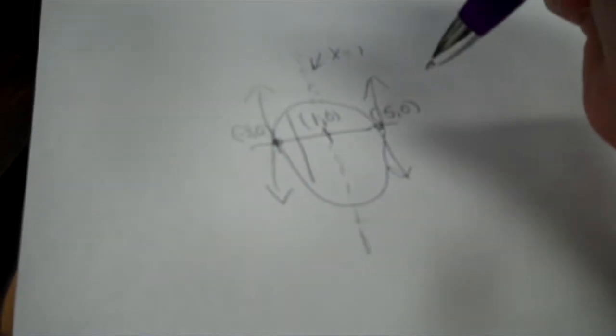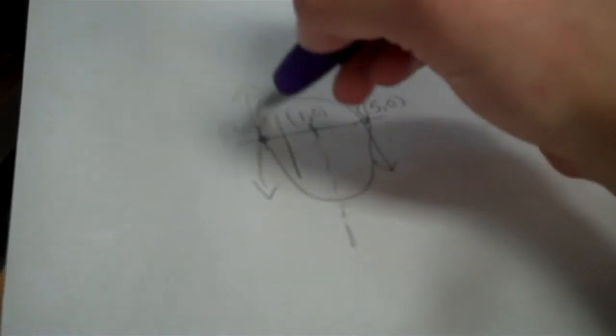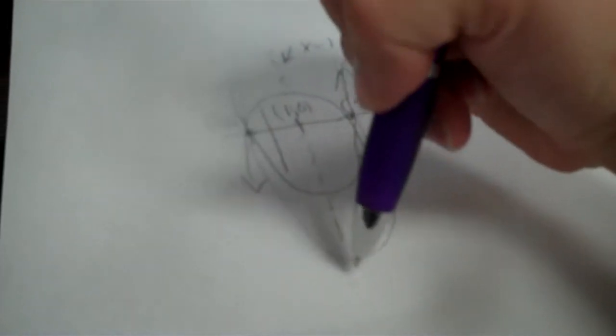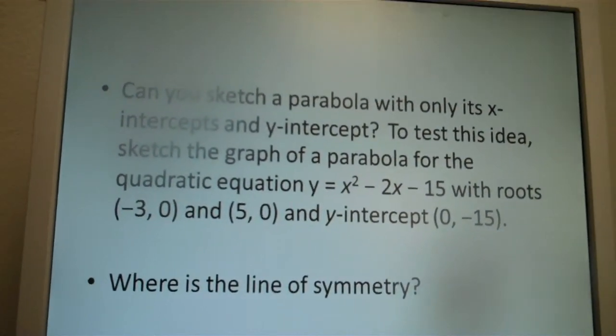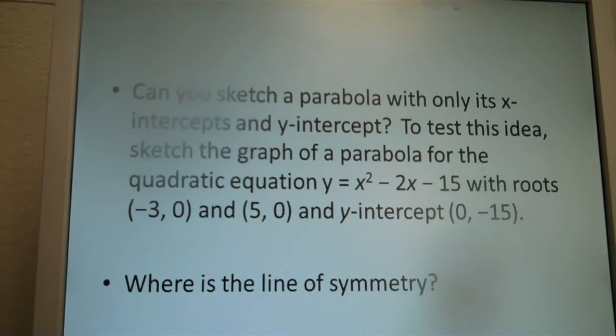How does the line of symmetry relate to the vertex of the graph? Take a second and think about that. How does this line of symmetry relate to the vertex of my parabola? Well, what you should say is that the vertex sits on that line of symmetry. So I know a little bit about my shape. It might go down a little bit more. I know that the vertex has to sit on that line, but I just don't know exactly what it looks like. So my next question was, can you sketch a parabola with only its x-intercepts and y-intercepts?